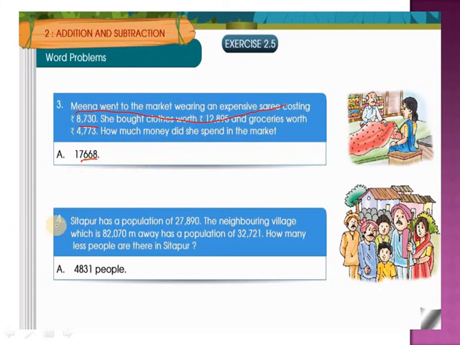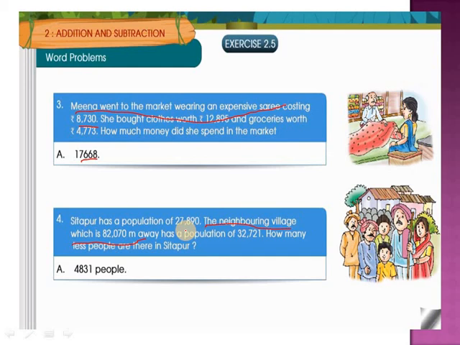Okay. Fourth one. Sitapur has a population of 27,890. The neighboring village, which is 82,070 meters away, has a population of 32,721. How many fewer people are there in Sitapur? So children, Sitapur has a population of 27,890. See the extra information: the neighboring village which is 82,070 meters away. So this is the extra information.